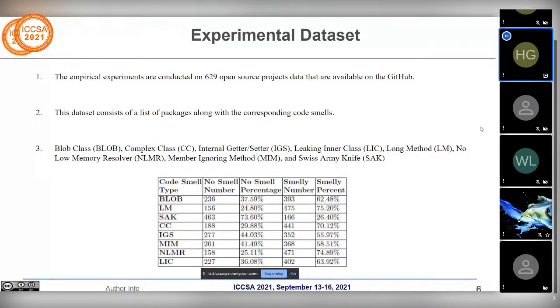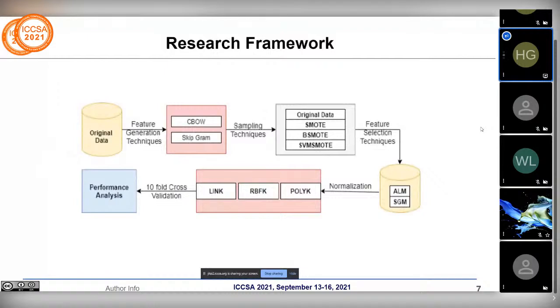Now, coming to the research framework, it is fairly straightforward. We have the original data, which means the 629 open source packages, the user comments, and the code smells that are present. From the user comments, we extract a vector of dimension 300 using skip-gram and continuous bag of words. Based on these methods, we get a feature vector of size 300, and the final data output will be of 8 classes as described in the previous slides.